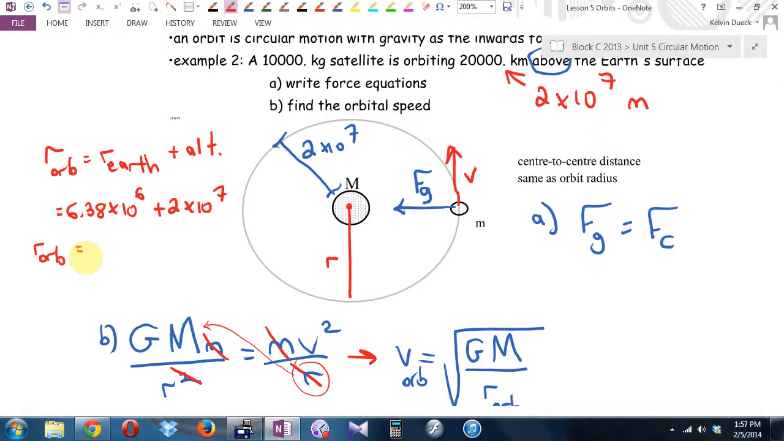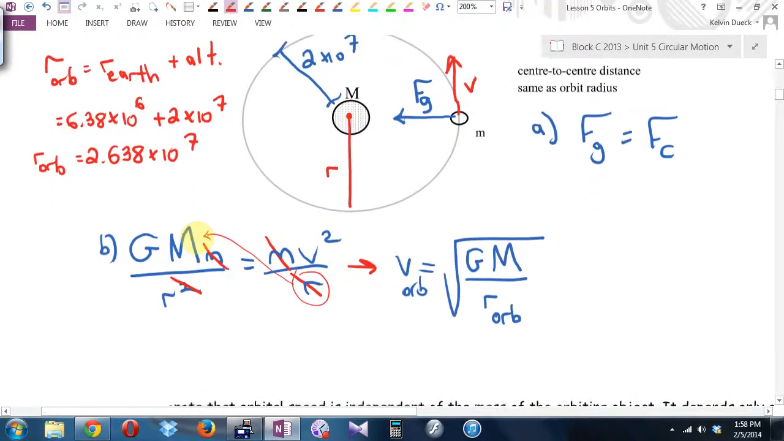Hey, what is the orbital radius? Can someone crunch that for me? Is it 2.638 times 10 to the 7th? Yeah? Now I'm good to go.